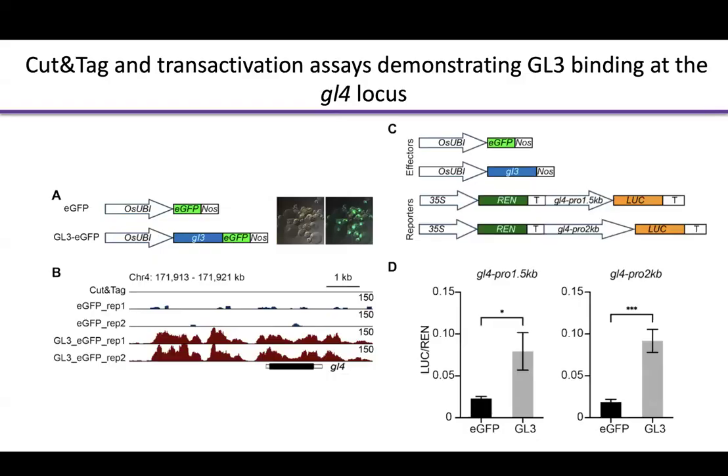To further demonstrate how GLAS3 regulates GLAS gene expression, we performed CARTag analysis, kind of like a ChIP-seq analysis, but CARTag is much easier to do because we are using the transient system, and the input of cells for enrichment only needs 5,000 protoplasts. Again, we designed GLAS3 fused with EGFP, and EGFP itself serves as the negative control here. We did two replicates, and we found that GLAS3 indeed is enriched surrounding the GLAS4 gene body region and the promoter region.